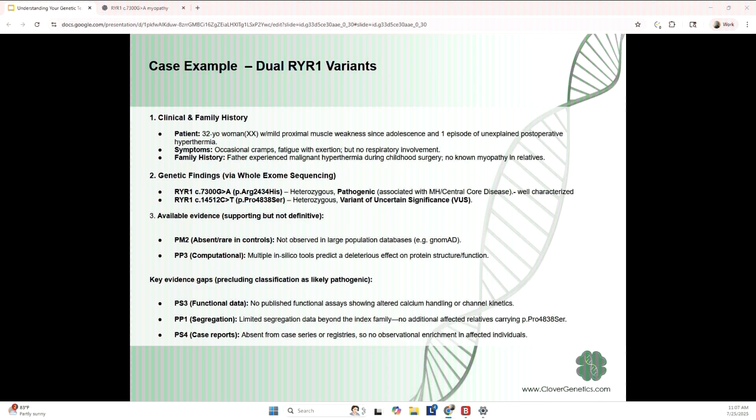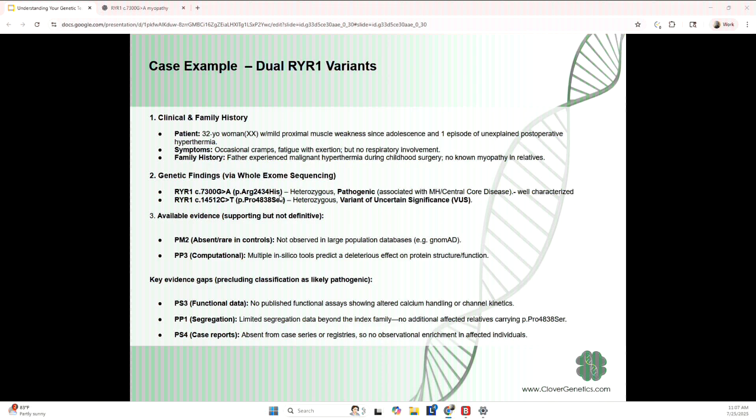The first is a well-characterized variant that was classified as pathogenic. So just to highlight how these variants are noted on here, we have the c.7300 G to A. That's the location where the change in the DNA occurred. That confers a change in the protein from an arginine at the 243 location here to a histidine. That actually changes the shape of the protein, and in doing so, impacts the function of the gene.